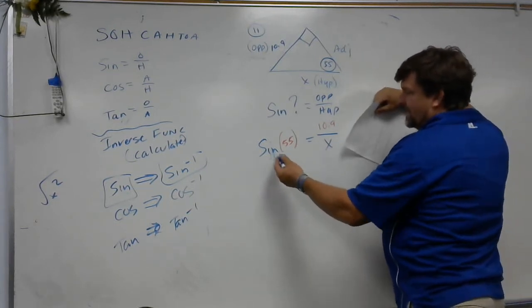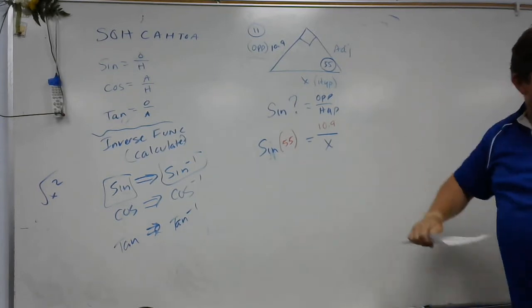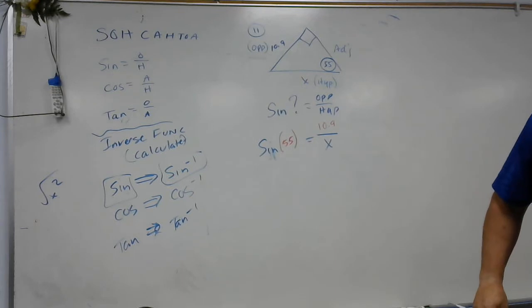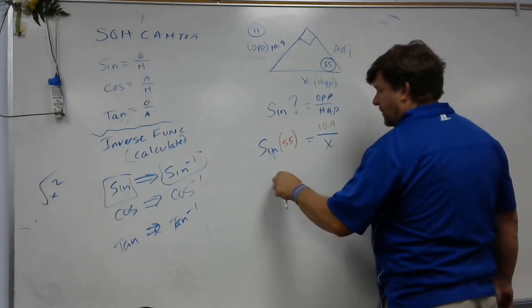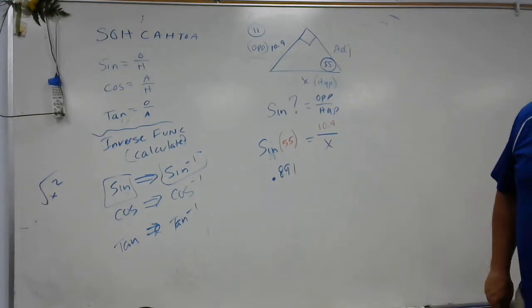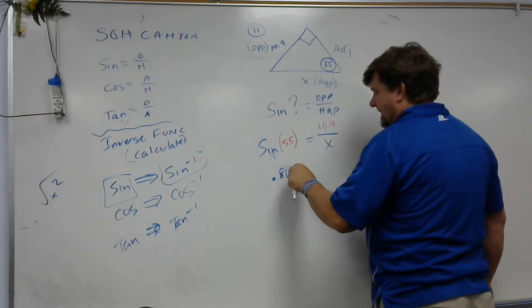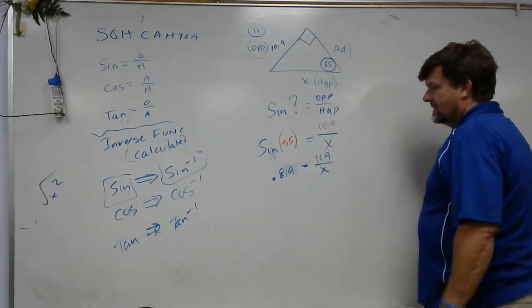So sine of 55, put that in your calculator. You're going to get a decimal. Oh, look at that. Handy dandy. Somebody left your calculator out. Put these things away, people. Come on. All right. So we got the sine of 55, 0.891. Let's make sure I read that right. Nope, 0.819. I knew it. 0.819 equals 10.9 over x.